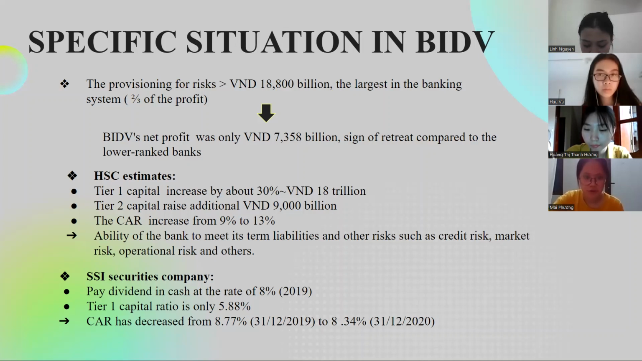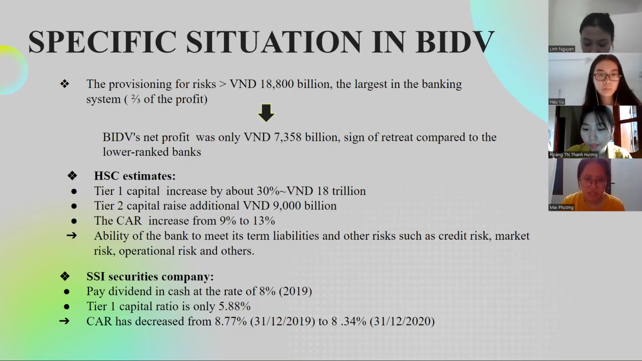However, with the provisioning for risk amounting to more than VND 18.800 billion, the largest in the banking system, it had already made up 2/3 of the profits. BIDV net profit in 2018 was only VND 7.358 billion, showing a gap compared to the lower ranked banks due to the provisioning for risk, or more specifically, the situation of bad debt handling and control. Credit risk has had a great impact on the profitability of banks.